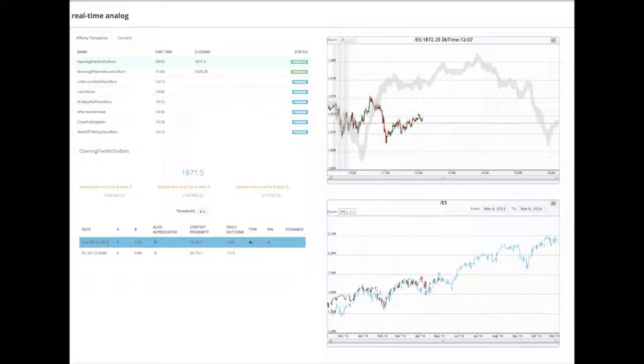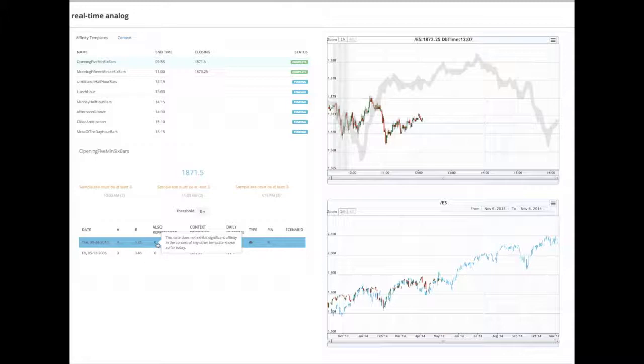So this way you'll always know how the setup of a particular date you're looking at compares to the setup of the current day. Now if you look right here next to epsilon, you'll see a column titled Also Represented. This column is very similar to one that we saw in the context report that was titled Templates Today. This is also a general column and is present anywhere dates are listed in real-time analog. What it shows you in this case is the number of affinity templates against which real-time analog has detected affinity in addition to the one that we're looking at right now, opening 5 minutes 6 bars.